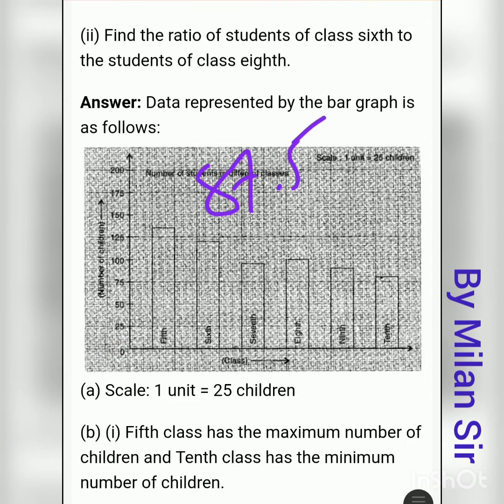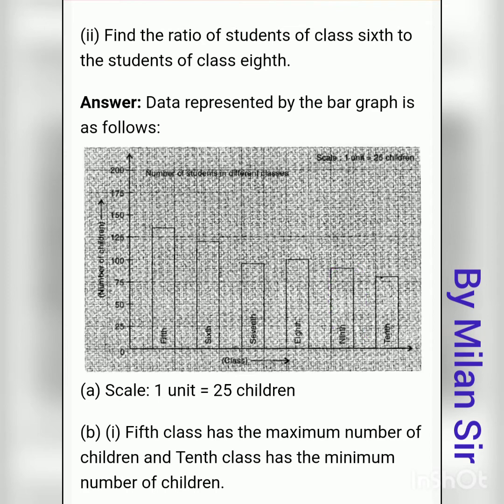So 90 is very close to 87.5, which means we need to take the height of the 9th column near about the midpoint of 75 to 100. The midpoint of 75 to 100 is 87.5 and 90 is very close to it.